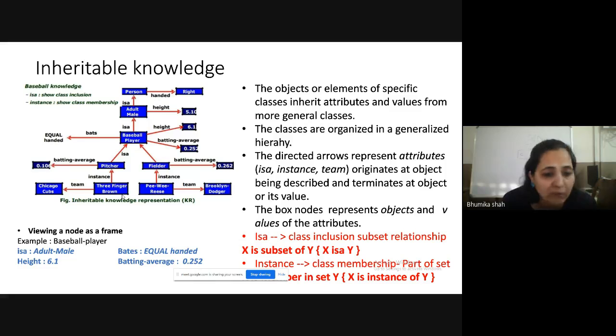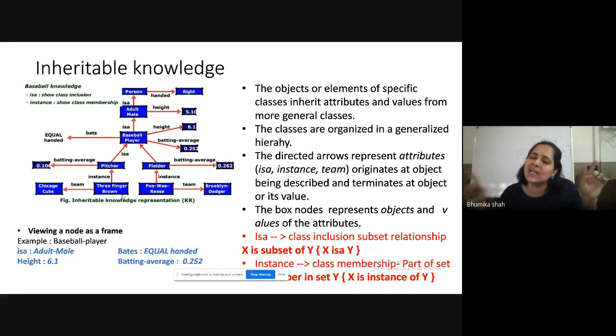What is instance over here? See, there are two special words that you can observe over here, ISA and instance. So what is ISA and what is instance? Instance means class membership. It is something like when I write in curly brackets X, Y, Z. There are three values in a set, X, Y, Z. I can say X is a member of the set. So this is membership. Similarly, Three Finger Brown is a member of the class pitcher. There will be so many pitchers and one of them is Three Finger Brown. Are you getting what I'm trying to say?